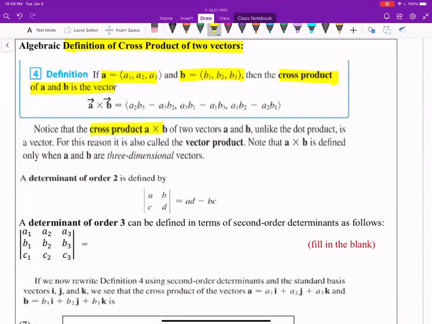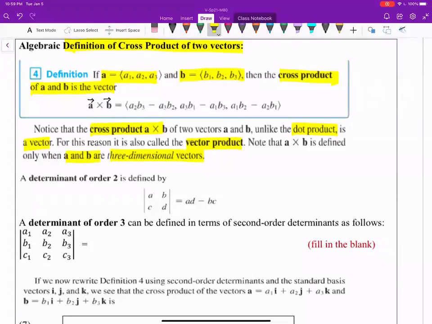Notice that the cross product A cross B of two vectors A and B, unlike the dot product, is a vector. For this reason, it is also called the vector product. Note that A cross B is defined only when A and B are three-dimensional vectors. You cannot define A cross B if you have only two-dimensional vectors.